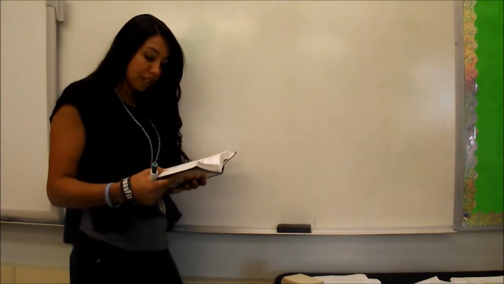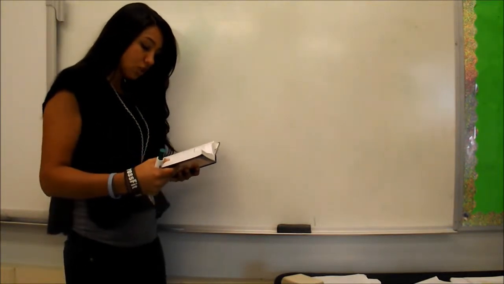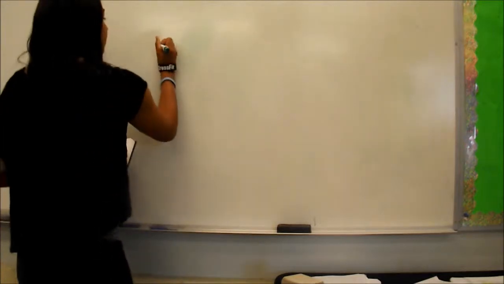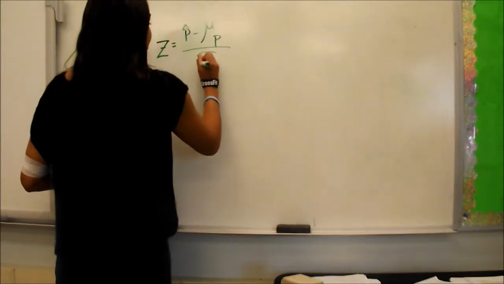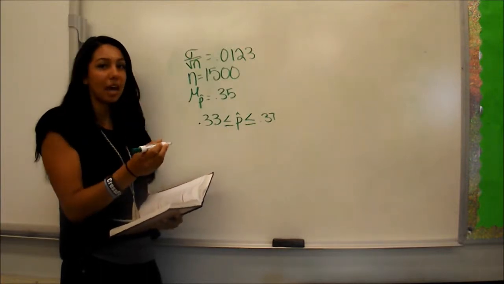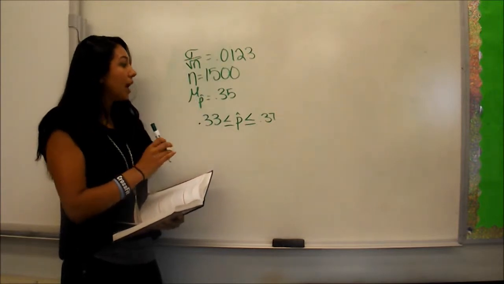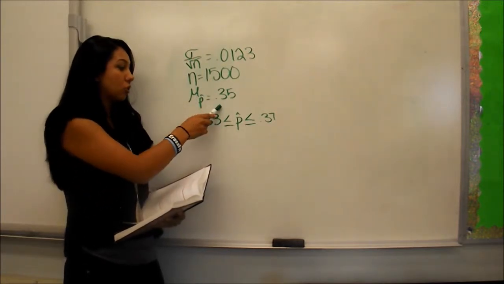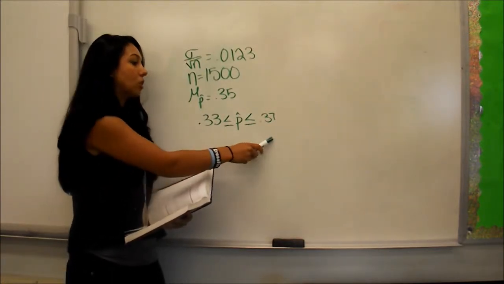So we want to find the probability that p hat falls between 0.33 and 0.37. So I know that the equation is z equals p hat minus the mean of p, divided by the standard deviation of the sample proportion. So we found the standard deviation for the SRS in the calculator, and we know that the sample size is 1,500, and the mean of p hat was given, which is 0.35. And we want to find the probability that p hat lies between 0.33 and 0.37.